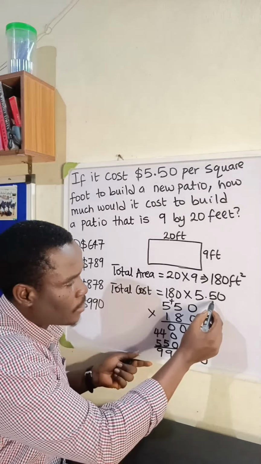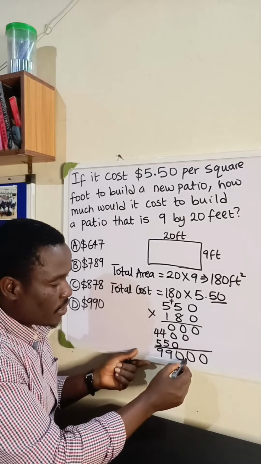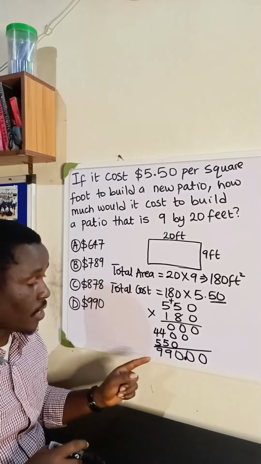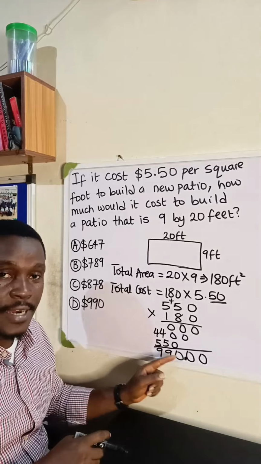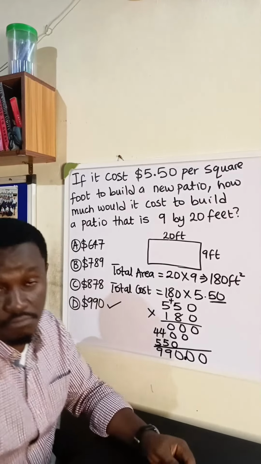So we remember that there are two numbers behind the decimal point. So in our answer, there will also be two numbers behind the decimal point. So this means our final answer is $990. Option D is the correct option. Very simple.